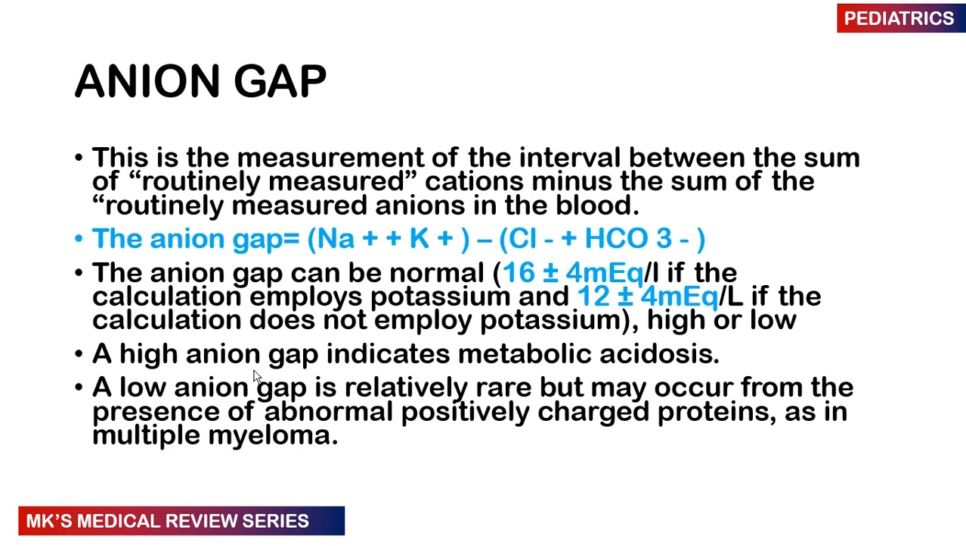So this anion gap may be increased or decreased. It's often increased in metabolic acidosis. It's rare that you get a decrease in the anion gap unless you're discharging some positively charged ions in the urine, for example, proteins that you're actually losing in urine in multiple myeloma.